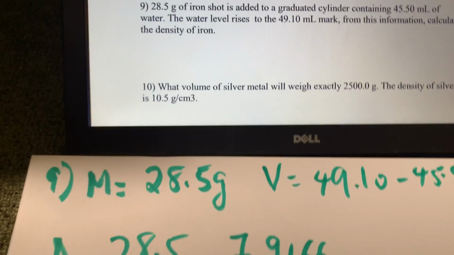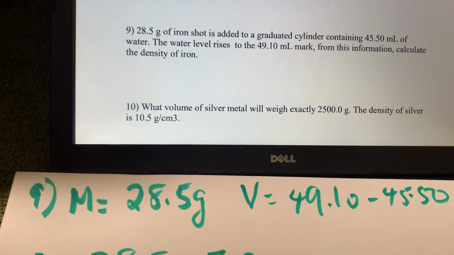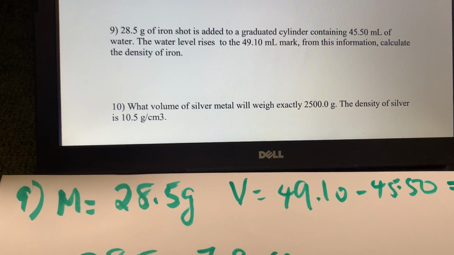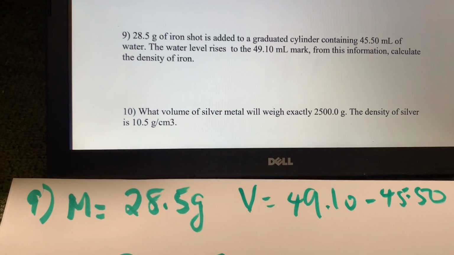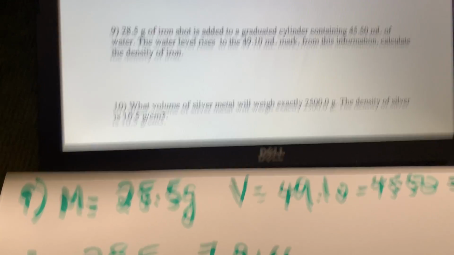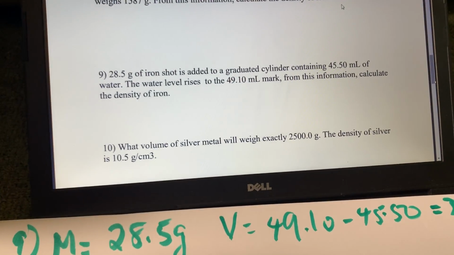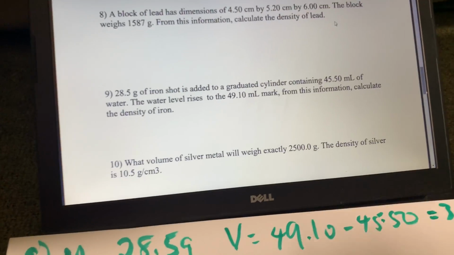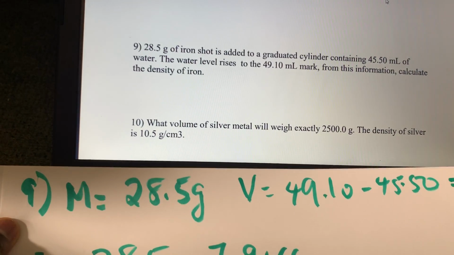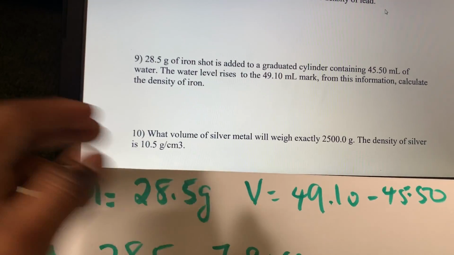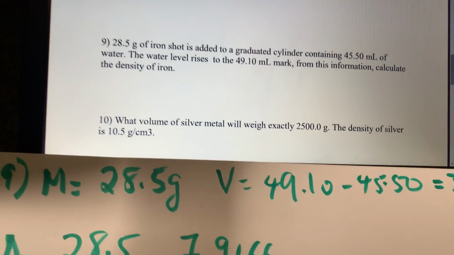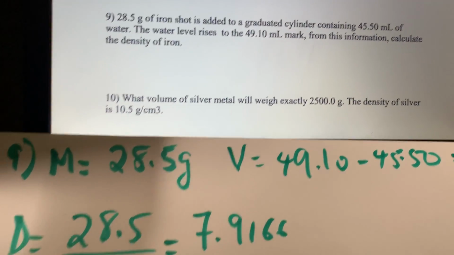So what volume of silver metal will weigh exactly 2,500 gram? The density of silver is 10.5 gram per centimeter cube. So this is another scientific question, either physics or chemistry. So what volume? What does that mean? It means they're asking us to find the volume.